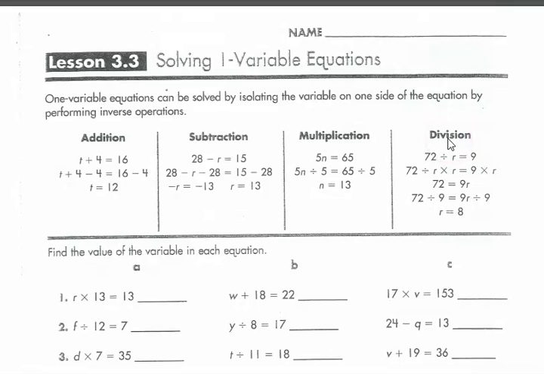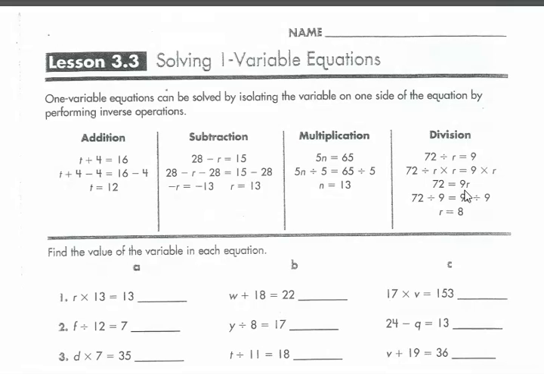Inverse of division is multiplication. So we have 72 divided by r multiplied by r equals 9 times r. Let's solve for this. So 72 divided by r times r, the r's cancel, so you only have 72 left, equals 9r, 9r.